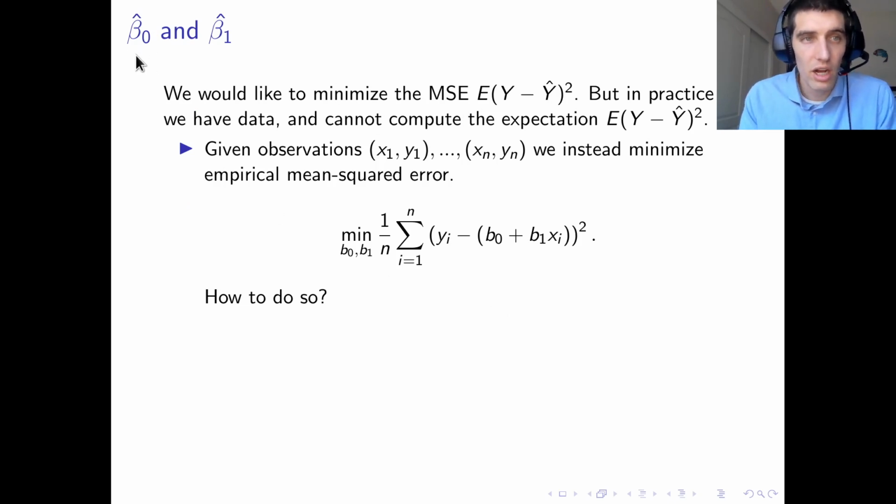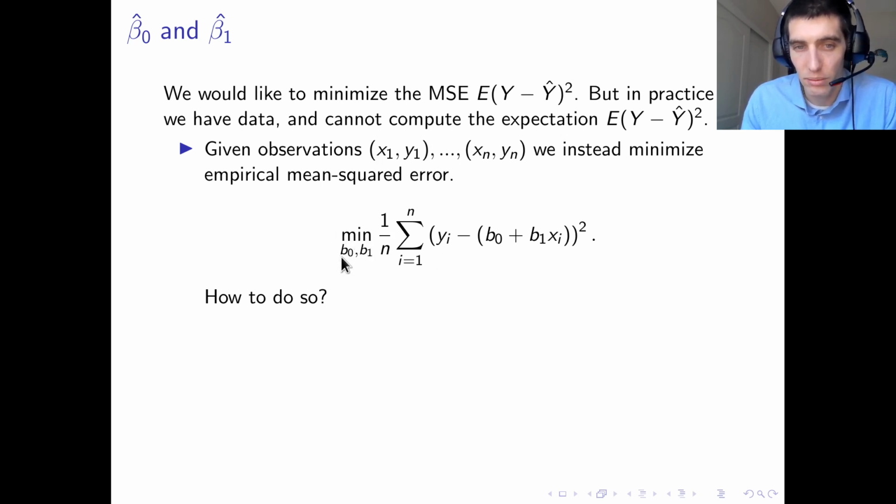So let's actually talk about how we find these estimates beta 0 hat and beta 1 hat. Remember, in general, we want to minimize mean squared error. This is the expected squared difference between the truth and our estimate. Again, in practice, we have only data, so we don't have this true expectation. We just have the sample average, or the empirical mean squared error. And so here, we can minimize empirical mean squared error instead.